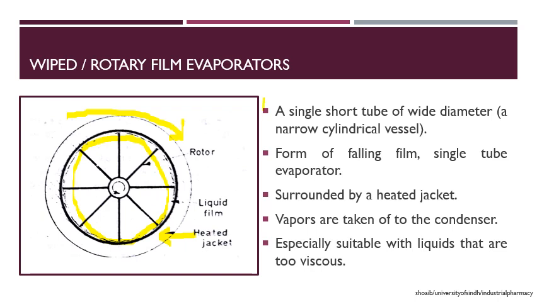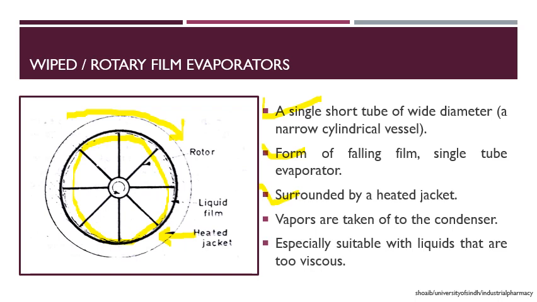So this is basically a single short tube of wide diameter, which we can also say is a narrow cylindrical vessel. It is basically a type of falling film evaporator, but it is a single tube. It is a single large tube, and as this drum is rotating, the film is continuously falling down.